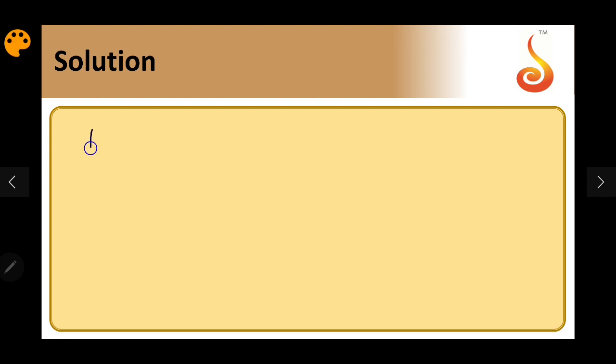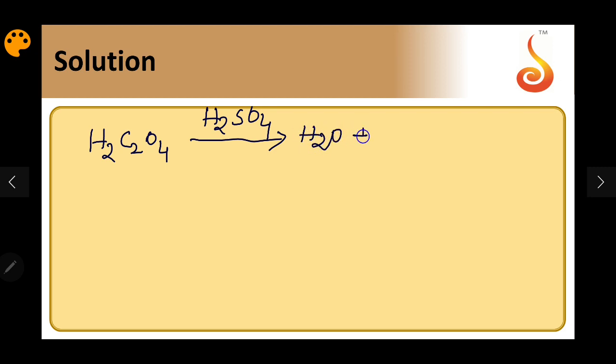So oxalic acid, H2C2O4, when I treat with concentrated sulfuric acid, all of us know concentrated sulfuric acid can act as a dehydrating agent. So H2O is taken out from this, and it results in the formation of carbon monoxide and carbon dioxide.